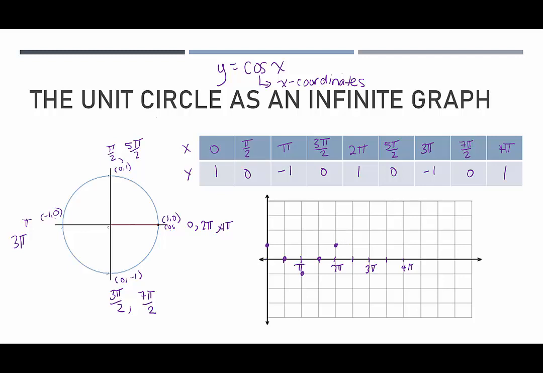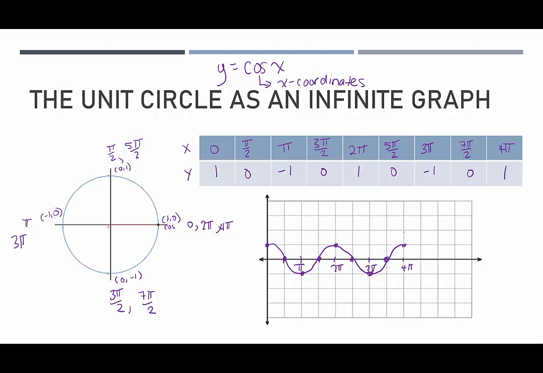Let's do it again. We go down to 0 at 5 pi over 2. Down to -1. Back to 0, and back to +1. And again, this is going to be a nice smooth curve. There's no sharp points on a curve. This is our parent function for cosine, so that's what it looks like.